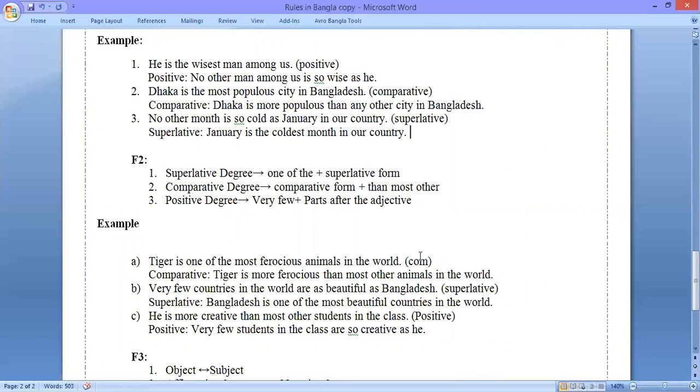This is formula 2. In formula 2, if there is "one of the" in superlative degree, and if you want to make this comparative, we need to use comparative form plus "than most other". And if you want to make this positive, we need to use "very few" at the beginning instead of "no other". Same is the case if there is "very few" in positive form: to make this superlative, we need to use "one of the", and to make this comparative, we need to use comparative form plus "than most other".